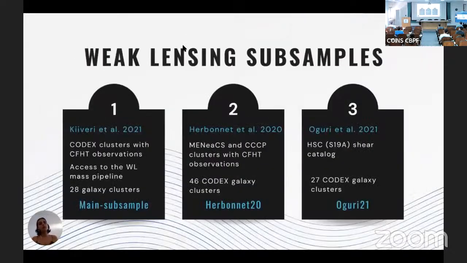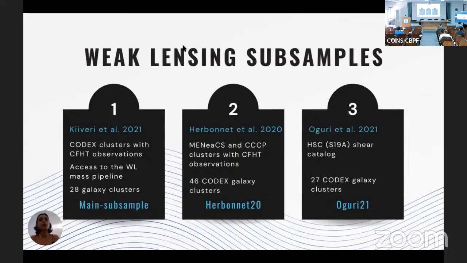And as for our subsample, we chose those clusters that had mass estimates by weak gravitational lensing, not only because this method is considered less biased, but also because it's independent of the X-ray luminosity, which is good for our case since we are trying to analyze the mass-X-ray luminosity relation. So we use 3 different previously published catalogs. The first one is from Kiiveri et al. from 2021. They used a subsample of CODEX clusters for follow-up observations with the Canada-France-Hawaii Telescope, CFHT. And we use all of these clusters.